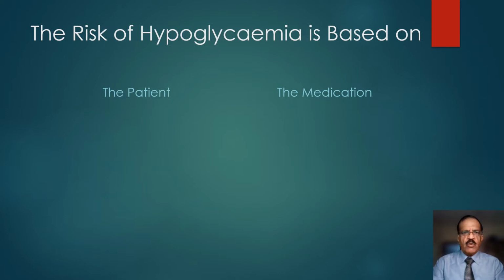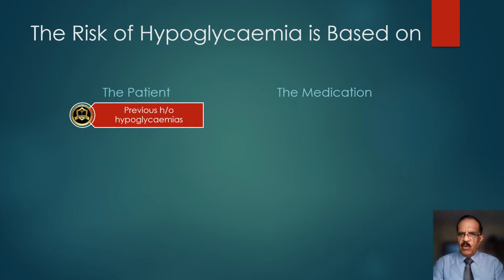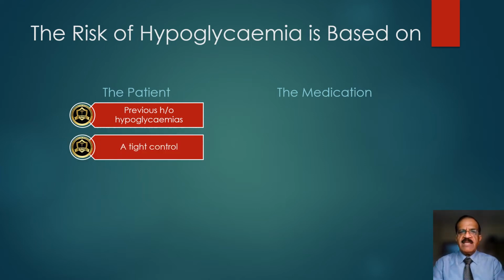Now, the factors related to the patient: previous history of hypoglycemia. If somebody has never experienced hypoglycemia in the past, it is less likely that he or she would have hypoglycemia during Ramadan also. But another person who has been having hypoglycemia frequently, otherwise also, is at greater risk. A patient who has tighter control. Now, this is simple logic or simple common sense. If somebody's sugar remains very high, the chance of hypoglycemia is much less as compared to another person whose sugar is very well controlled. So the same person whose sugar is very well controlled, when he starts fasting, there is a risk of hypoglycemia.